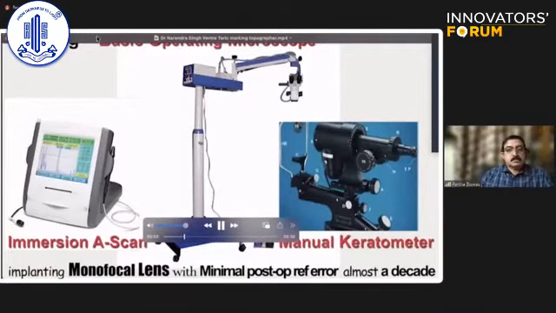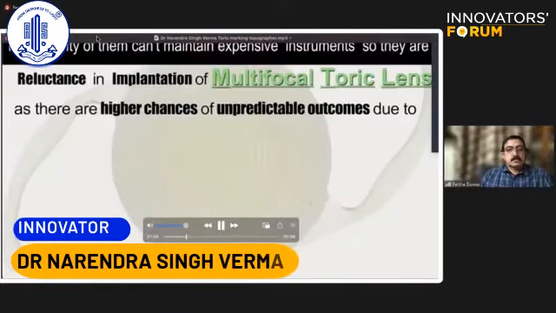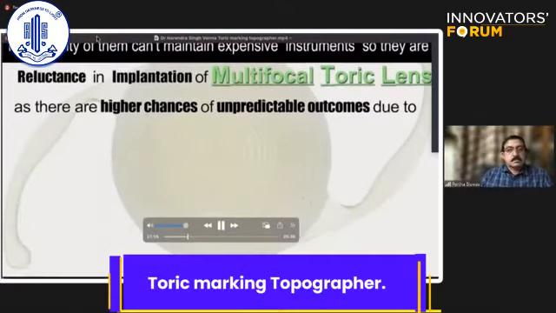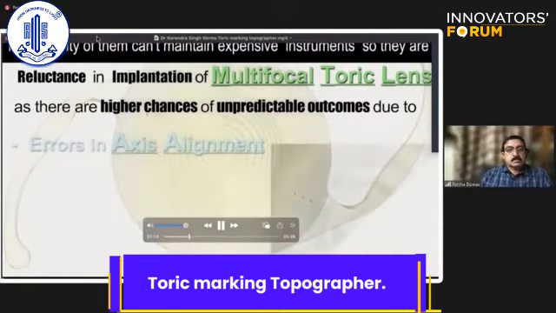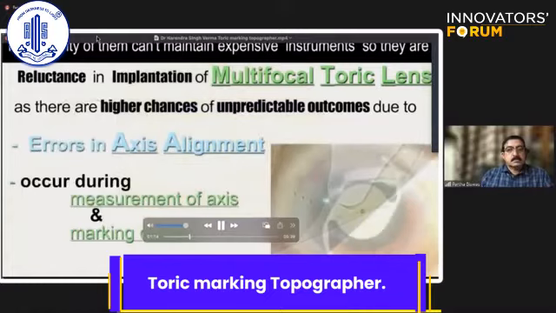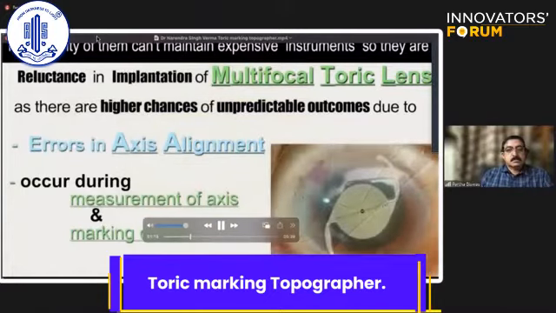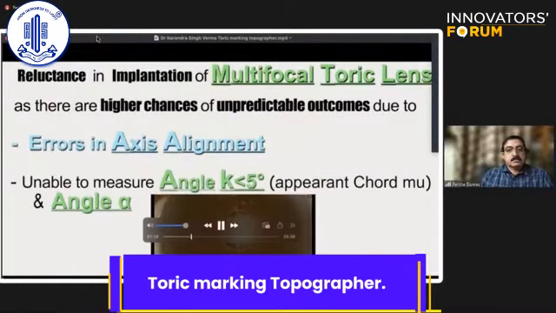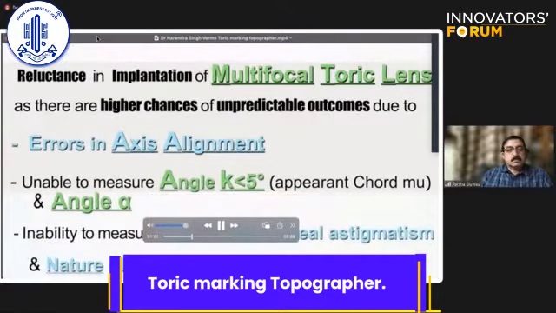Surgeons are implanting monofocal lenses with minimal post-op refractive error since almost a decade. The majority of them cannot maintain expensive instruments, so they are reluctant in implanting multifocal toric lenses, as there are higher chances of unpredictable outcomes due to errors in axis alignment occurring during measurement of axis and marking of axis, inability to measure angle kappa and angle alpha, inability to measure anterior and posterior corneal astigmatism and nature of astigmatism.